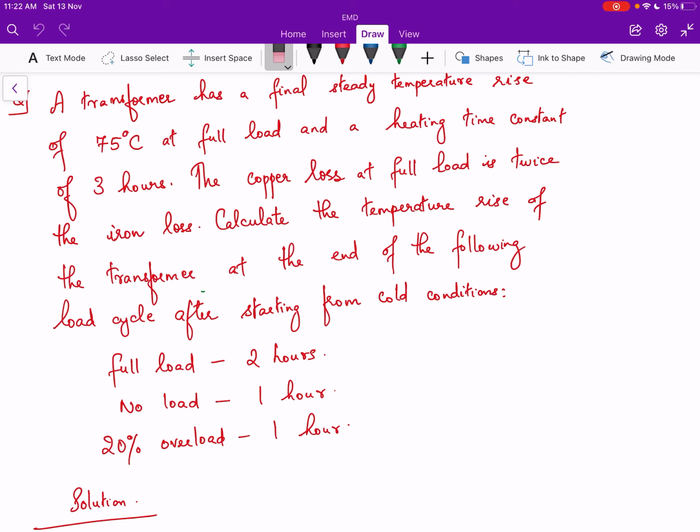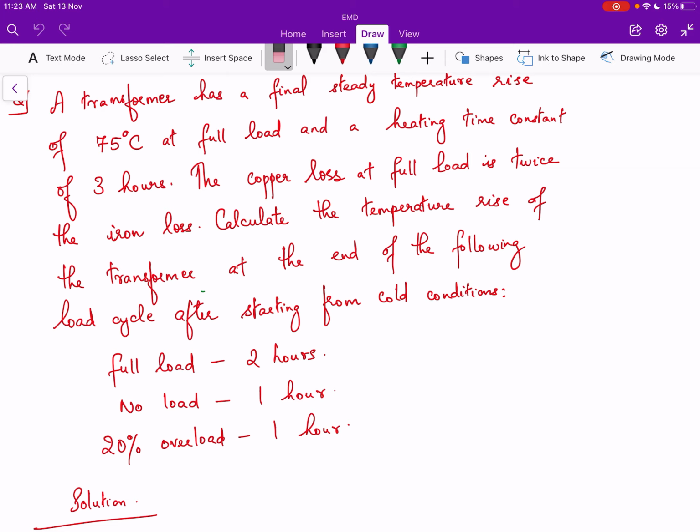The question is, a transformer has a final steady temperature rise of 75 degrees Celsius at full load and a heating time constant of 3 hours. Copper loss at full load is twice the iron loss. Calculate the temperature rise of the transformer at the end of the following load cycle after starting from cold conditions. Full load for 2 hours, no load for 1 hour and 20% overload for 1 hour.